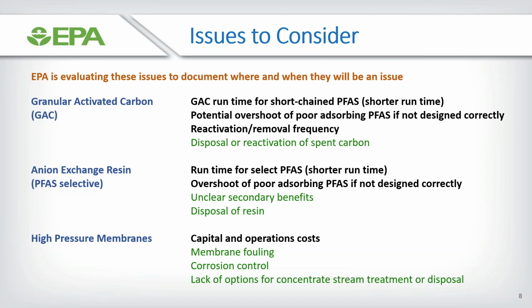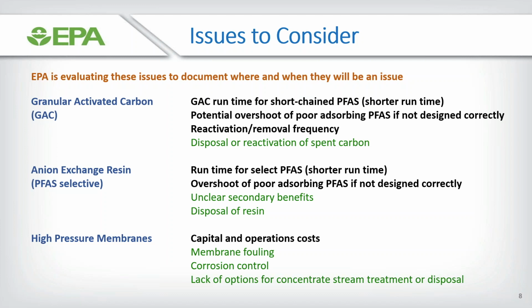And so, you know, you have to take the bad with the good. So the issues to consider with these technologies is that the runtime for shorter chains, if you're concerned with shorter chains, is low, so that they tend to break through very quickly relative to the C8 length PFASs. They can potentially overshoot if the bed design is not appropriately sized, and so that will actually release more PFAS for a time.